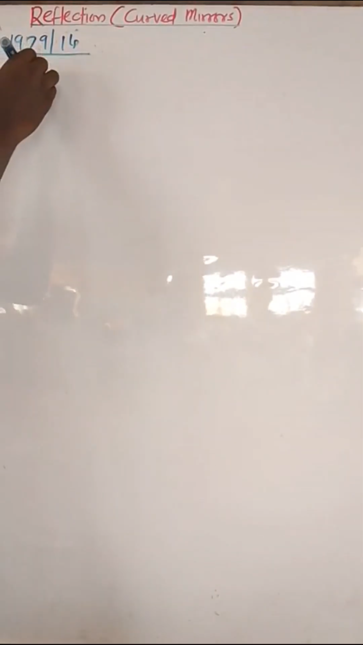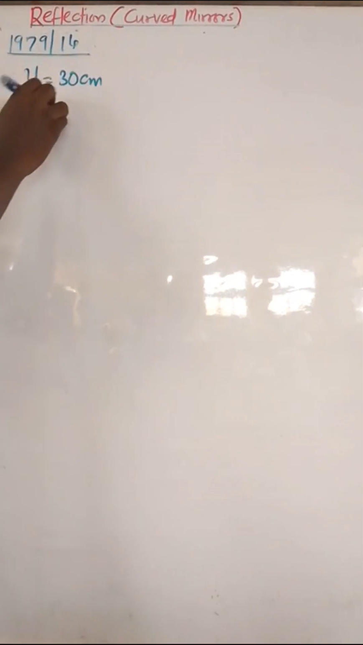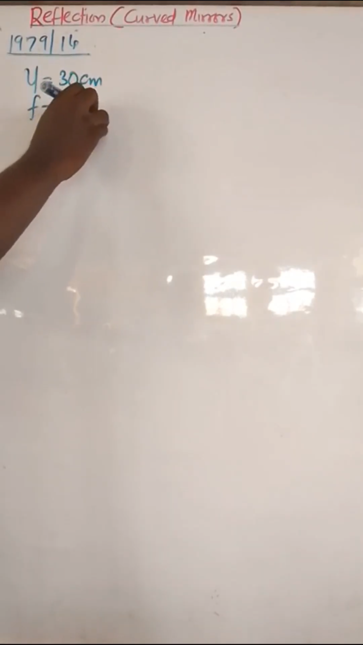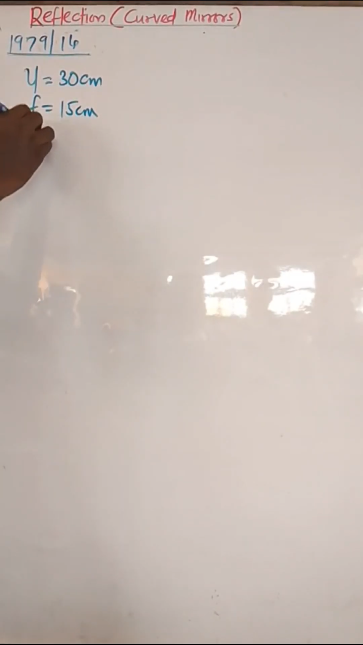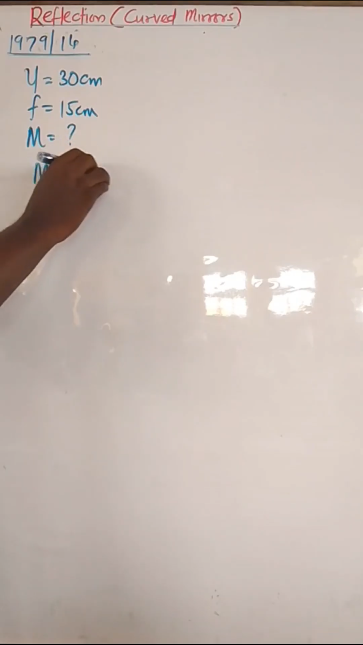1979, number 16, the question. An object is placed 30 cm from a concave mirror. That's U. Of focal length 15 cm. The linear magnification of the image produced is? We are looking for M. Recall the shortcut formula from when I was doing the lecture for the mirror formula. The magnification is also equal to F over U minus F.